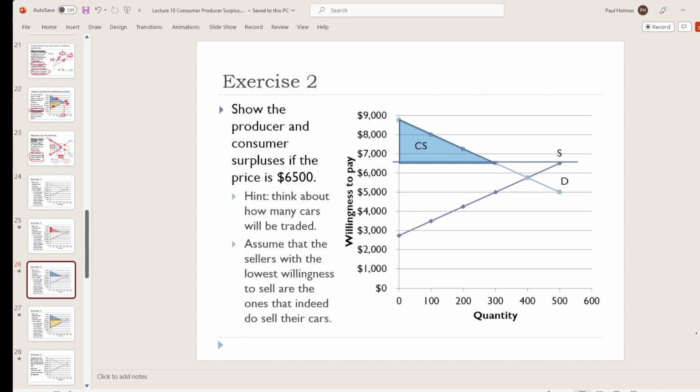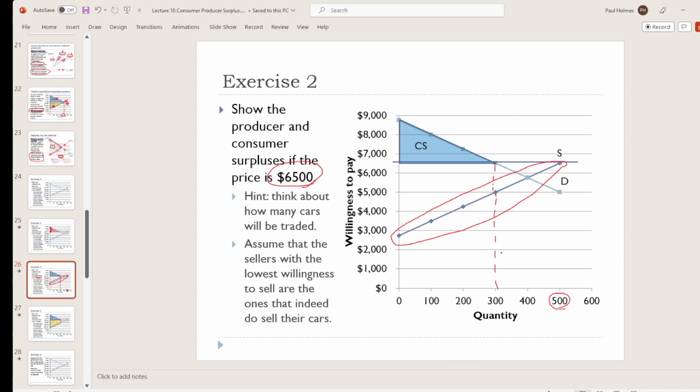For producer surplus, we need another assumption though, because we've got a little problem. We don't know which of these sellers is going to sell. We've got 500 people willing to sell at this price of 6,500, but only 300 of them are going to be able to sell because there's only 300 buyers at a price of 6,500.